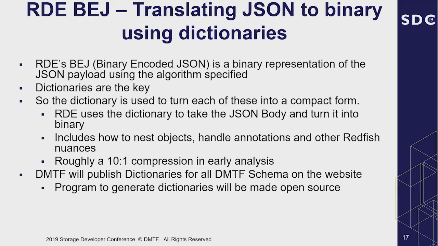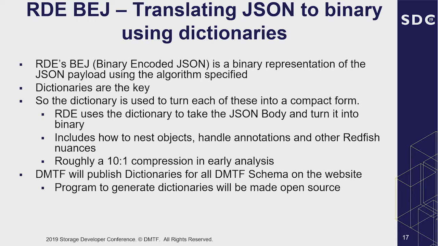So that translation that I talked about is this thing called BEJ, which is binary encoded JSON, and I wish we wouldn't have called it that because somebody else has a thing out there called BSON, binary JSON, and it's not the same. So if you're into this, I don't know how many of you want to go into BEJ. I'll just skip this part of the slide because it's a little early in the morning. But the whole point is dictionaries are the key.